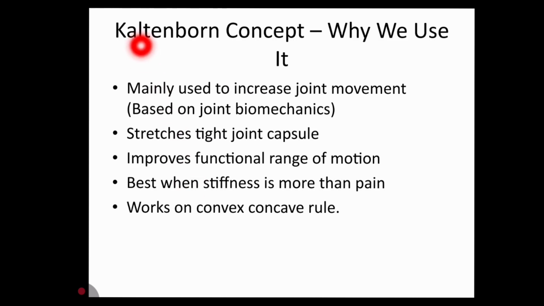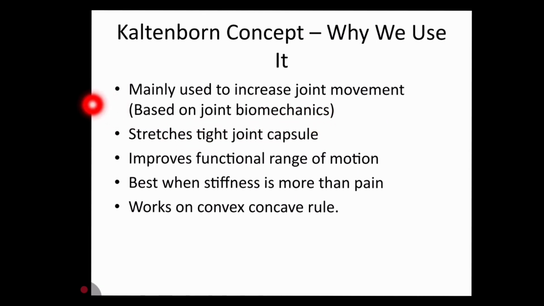So now let's talk about the second one, Kaltenborn concepts. Why we use Kaltenborn technique? The Kaltenborn mainly used to increase joint movement based on joint biomechanics. And so the first one, Maitland, was basically used to reduce pain, and the Kaltenborn is used to increase joint movement. So this is the main function of Kaltenborn, to increase the joint movement, and the main function of Maitland was to decrease the pain or remove the pain.